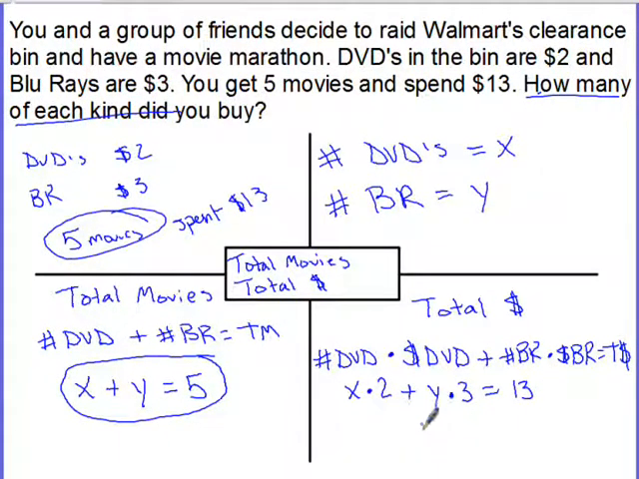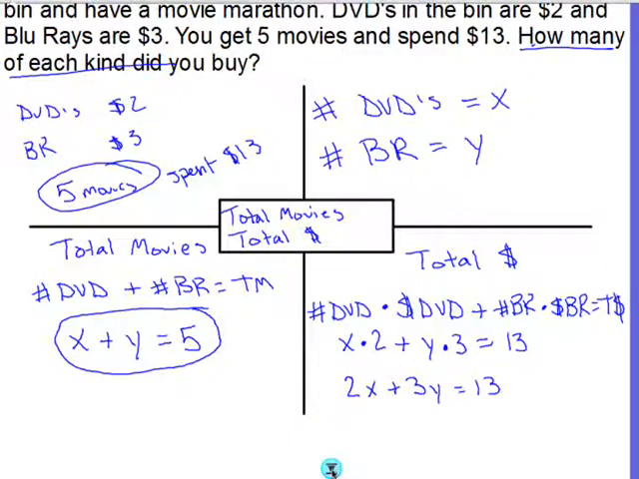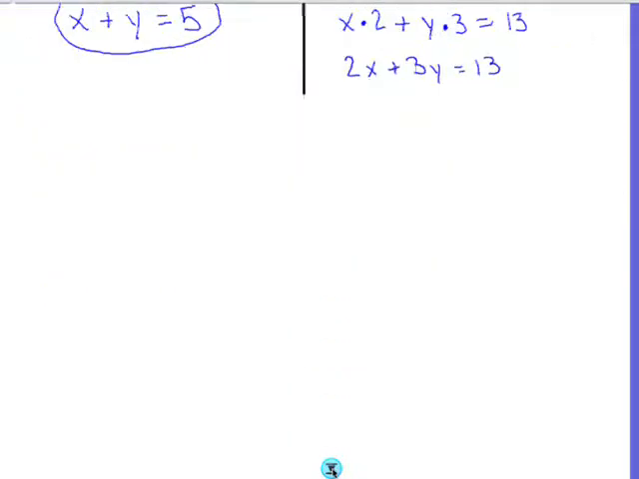Alright, I'm going to rewrite this because when we have multiplication of a variable and a number, we write the number first. So I'm going to rewrite this as 2x plus 3y equals 13. Now I have two equations, so I have my system and I can solve it. I'm going to move this down so I have some more room to work.